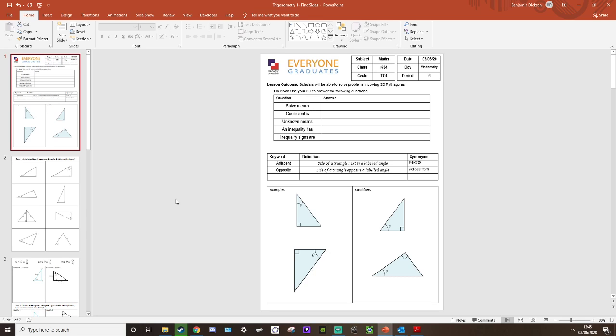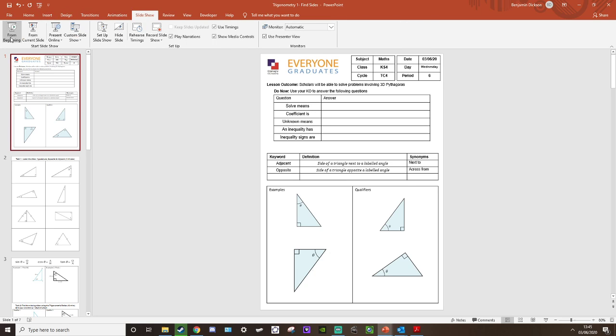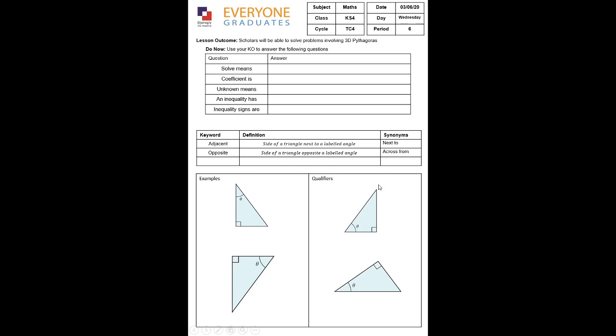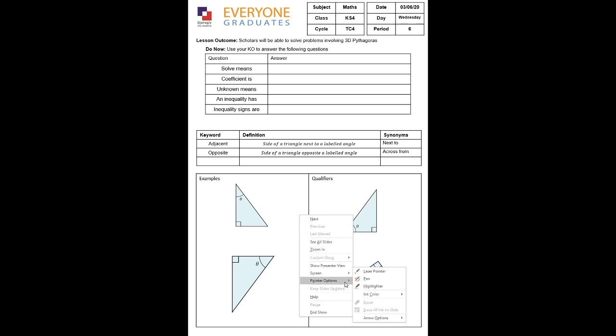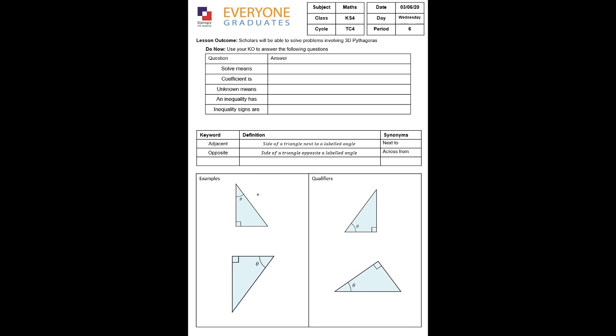So to start with, we're just going to be looking at identifying sides of a triangle. Now you should already be familiar with the hypotenuse, which we know as the longest side on a right angle triangle, which is always opposite the right angle. So here, look, hypotenuse is opposite my right angle, and here, this was that slope side.